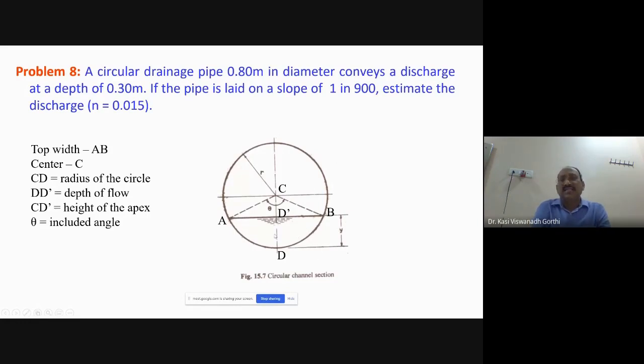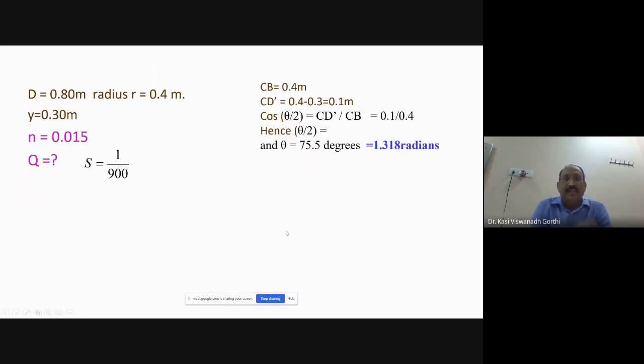To get this cross-sectional area of the flow section, ADBA, we make use of trigonometry. We calculate the cross-sectional area of the arc subtended with an included angle of theta. That means area CADBC minus area of the triangle CAB. Then you will be getting the wetted area A.